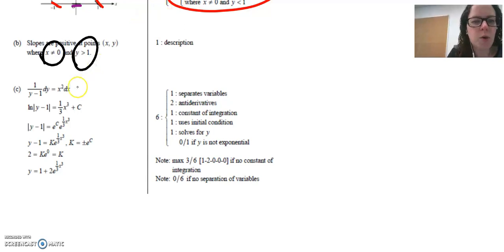All right, notice again we have our 6-point breakdown. So 1 point for separating your variables, 1 point for this natural log showing up, 1 point for this cubic, and 1 point for a plus c. That gets you those 4 points. If you did not get any of those 4, you need to stop where you're at because they're going to stop grading. If you did get those, the next thing then is use the initial condition.